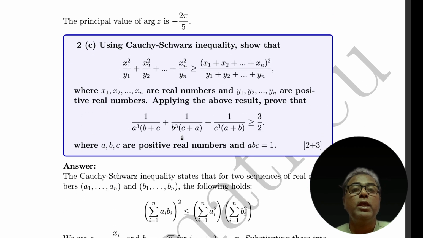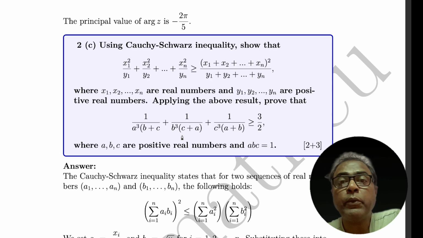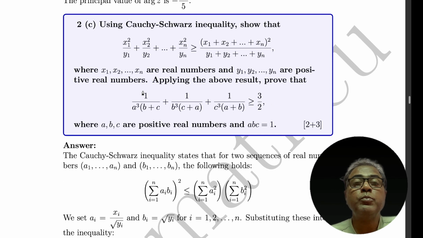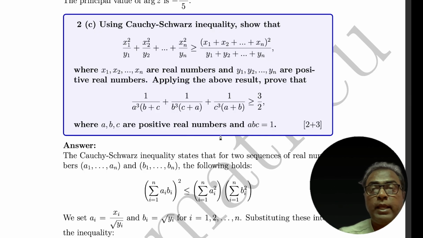Next question 2c. Using the Cauchy-Schwarz inequality, show that x1 square by y1 plus x2 square by y2 plus dot dot xn square by yn is greater than or equal to x1 plus x2 plus xn whole square divided by y1 plus y2 plus yn, where x1, x2, xn are real numbers and y1, y2, yn are positive real numbers. Applying the above result, prove that this is greater than or equal to 3 by 2, where a, b, c are positive real numbers and abc equals 1.